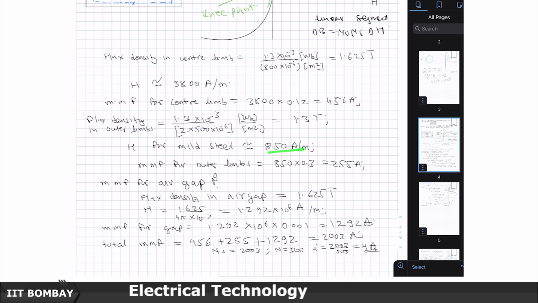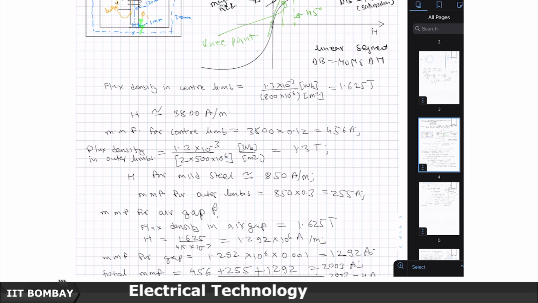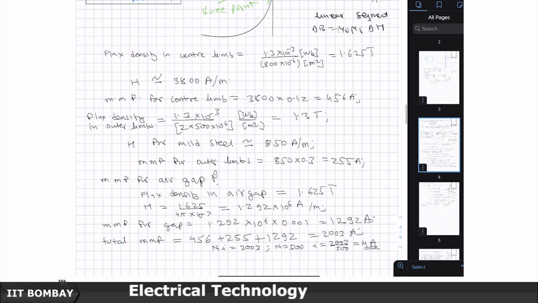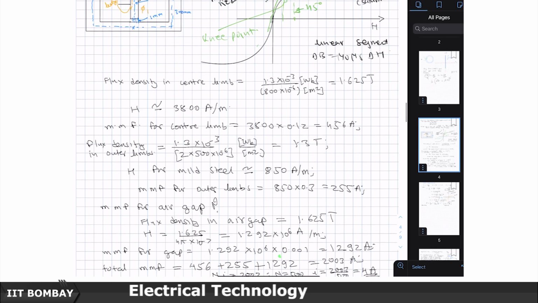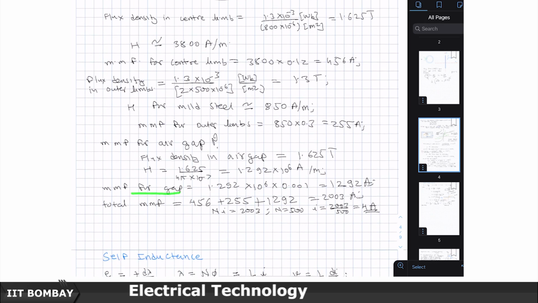Now, compare these values. You can see how much more H or MMF or current is actually required to set up the flux in the air gap, and that is why air gaps are kept very small. So, I multiply that by the 1 mm air gap which is set here, and I will get 1292 amperes as the MMF for the air gap.